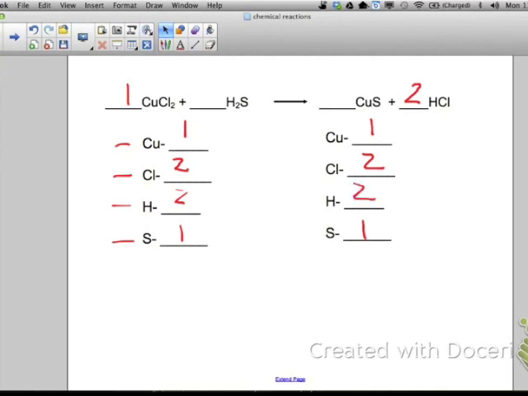We have 1 copper, CuCl2, good, 1, 2, and 2, 1. Wow, that works great. And so now we have this balanced, where all we did was change 1 coefficient. It's not always going to be that easy. We're going to look at one next. It's going to be a little bit more difficult.